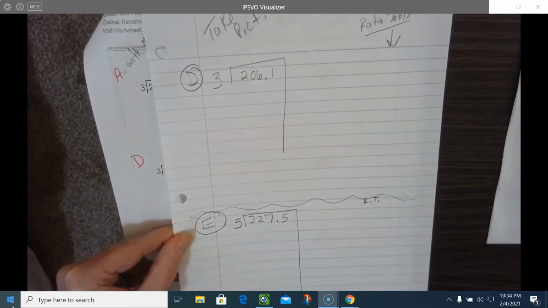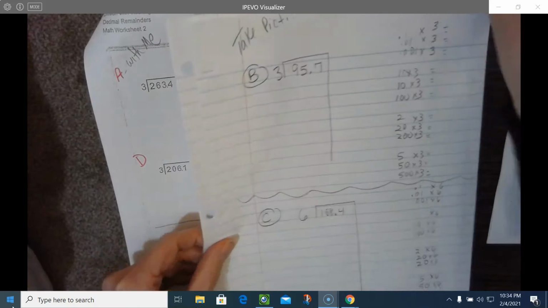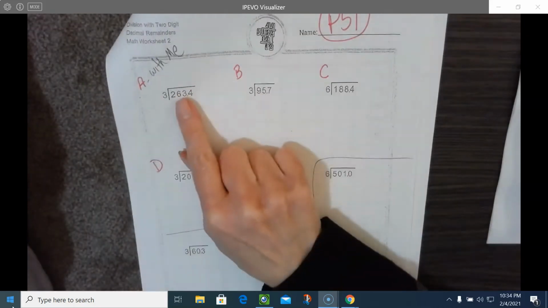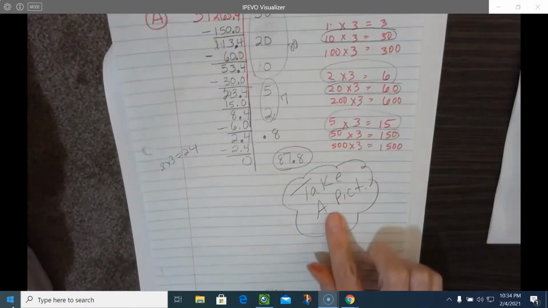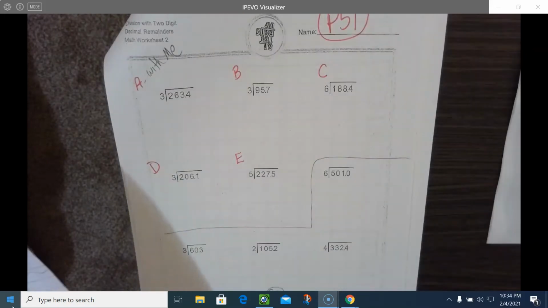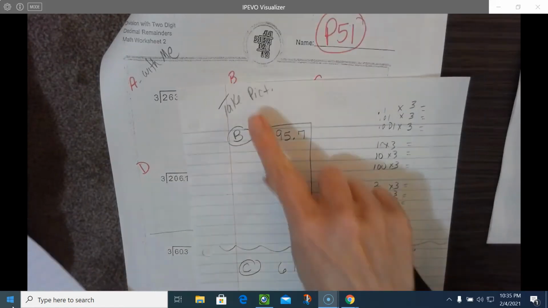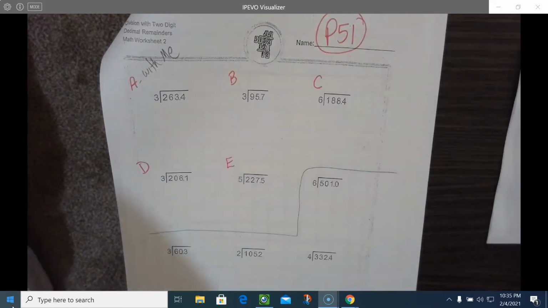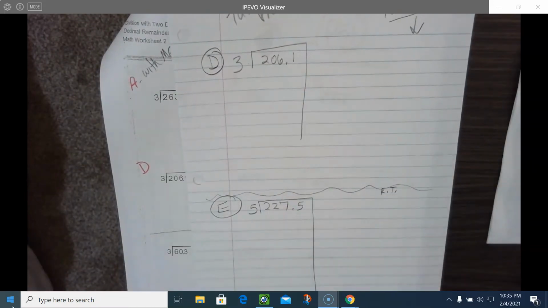All right, you've got this, boys and girls, okay? So, just to be clear, one more time, we're on page 51. We've done letter A together. You're going to take a picture of this and put it in Seesaw. Then, you are going to solve B and C, and then you're going to take a picture. Then, you're going to solve D and E, and then you're going to take a picture.